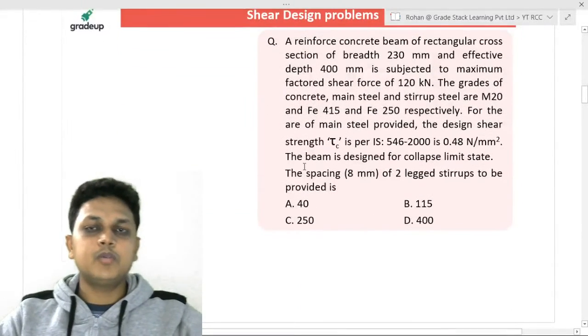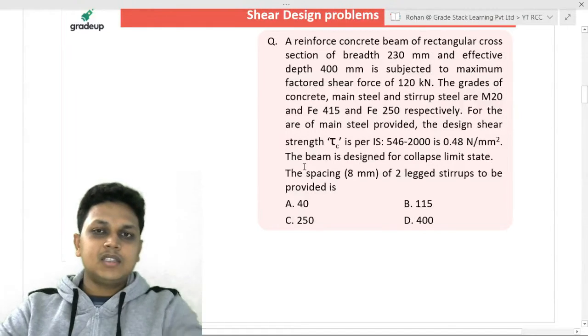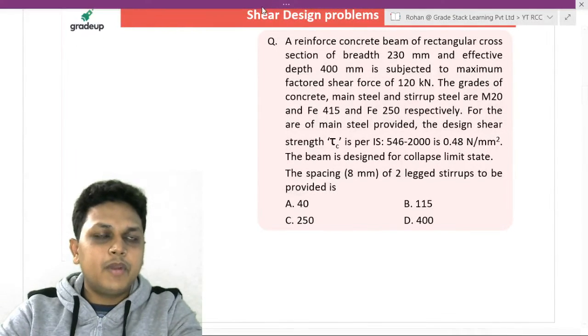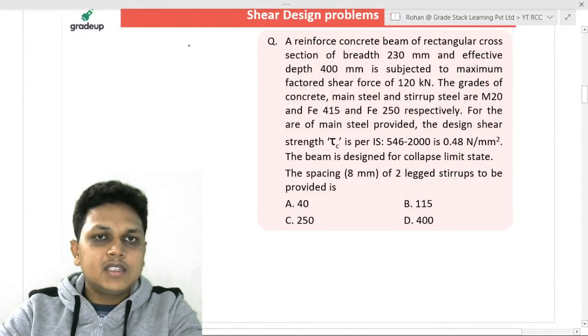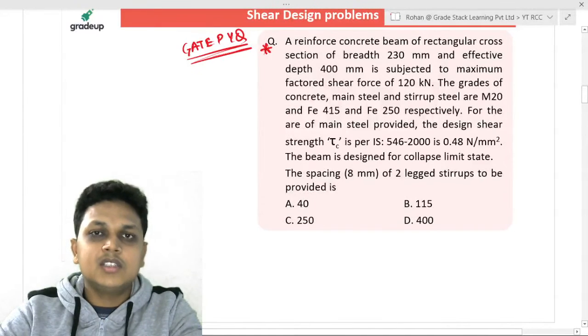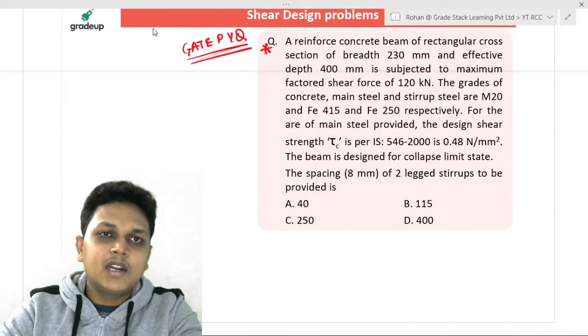So read the first problem and let us see if you are able to answer this question. This is a GATE previous year question, guys. A very good question, and this type of question has been asked repeatedly in the GATE examination.